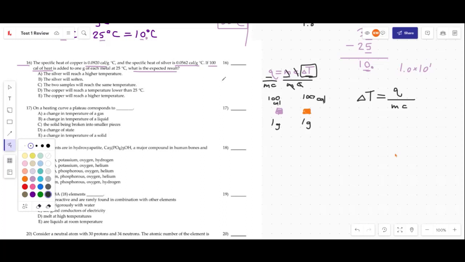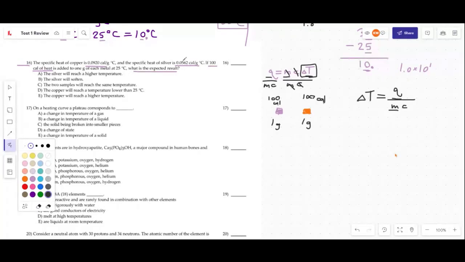Well, the temperature is changing, but we don't know what that temperature change is. The heat being added to each sample is the same, and the mass of the sample is the same in each case. The only thing different is the specific heat. So I could actually calculate this if I want to. So which one is going to end up having a greater change in temperature?